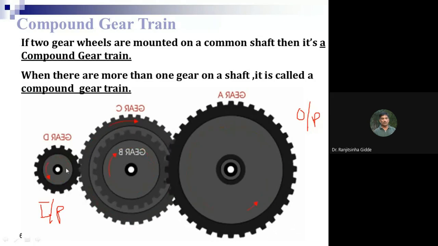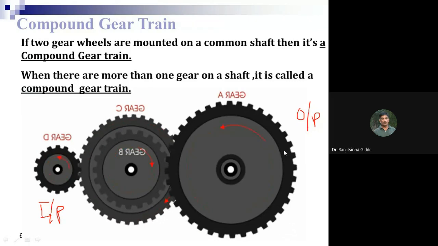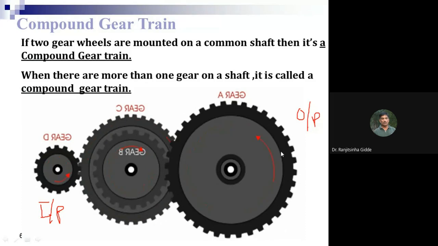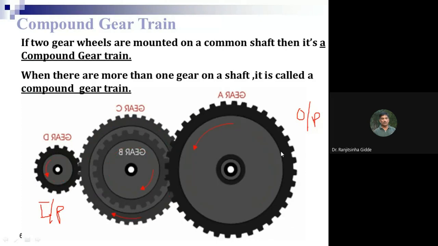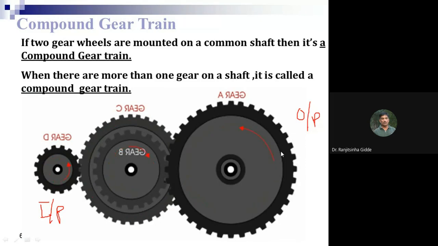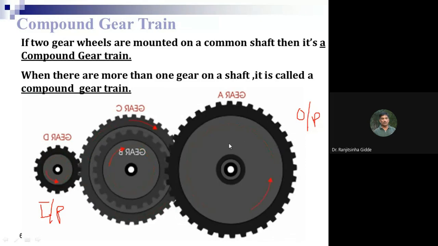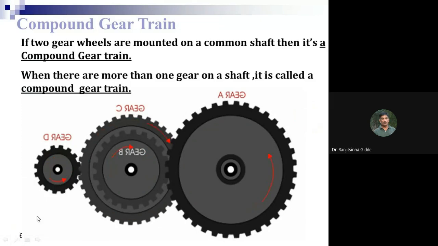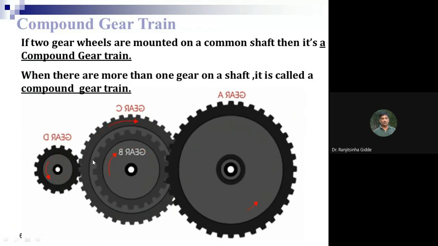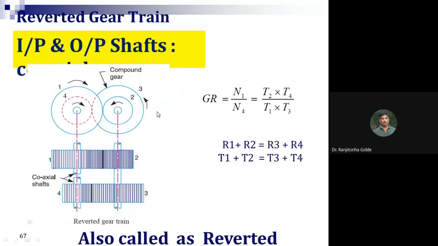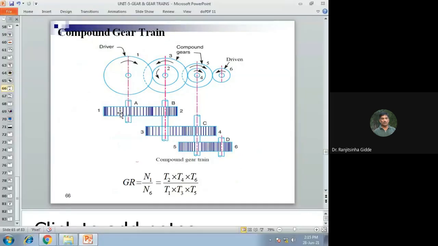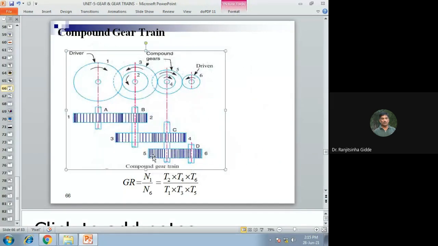So in that case, the small wheel becomes input and the big one becomes output. In that case, we get more torque, or in other words, with low speed there will be more torque for this shown combination. Okay. So this is about the compound gear train. Now we will check how to calculate that.